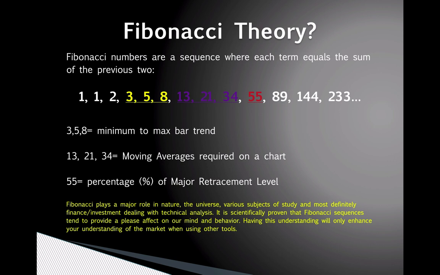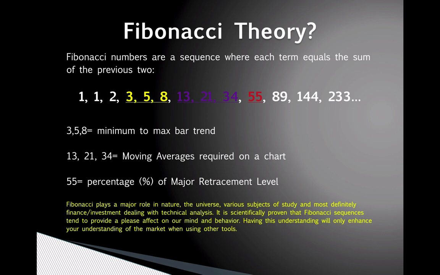So the 3, 5, 8 is a minimum to maximum bar sequence. When a candlestick is moving upward or downward, they usually move in a sequence of 3, 5, 8 bars. 8 bars is the max, 10 bars is extreme, and that's when you know a move is extended and we should be seeing a pretty reasonable reversal. So 3 is usually the minimum to build out a trend, 5 is that middle ground, and 8 means that it's starting to work towards an extension level.